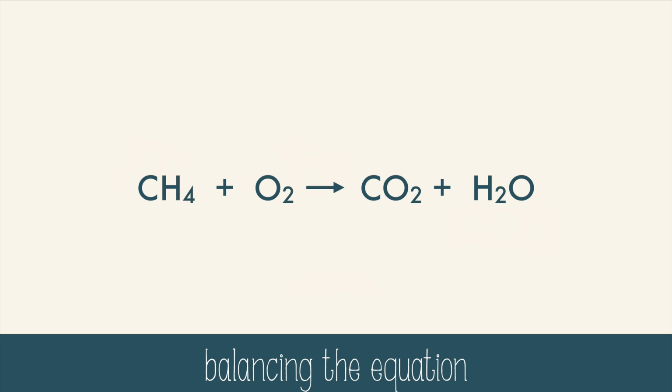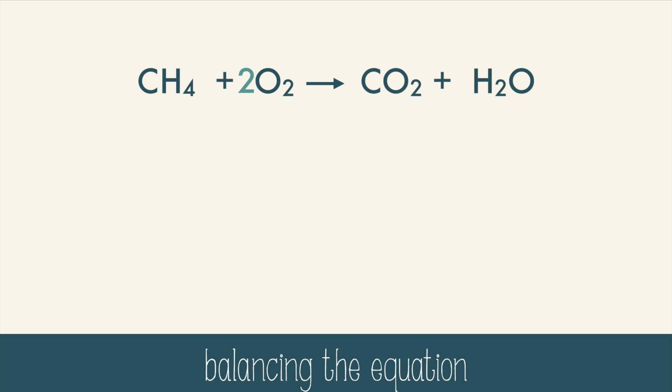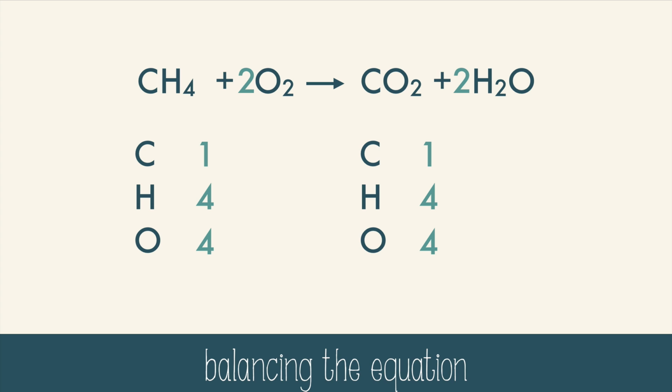So, to balance the equation, we have to add coefficients. These are whole numbers placed in front of formulas to balance the equation. In this case, there needs to be a 2 in front of the oxygen and a 2 in front of the water. Then, we can count the number of atoms on each side of the equation. And they're the same. Matter is conserved.